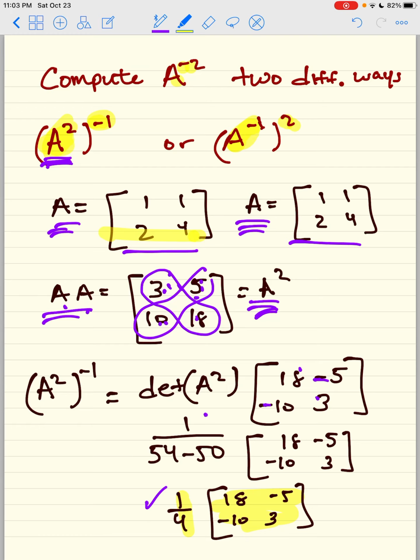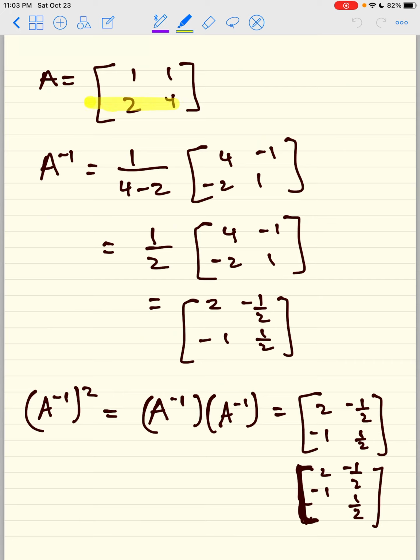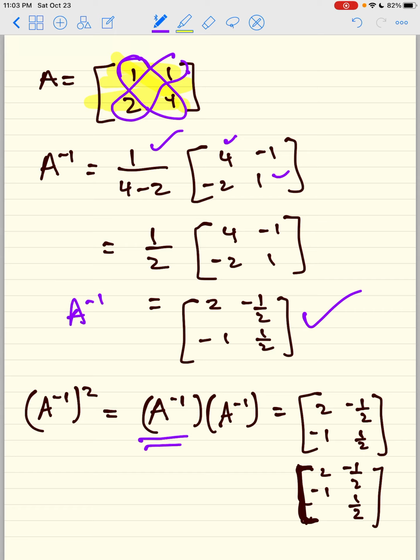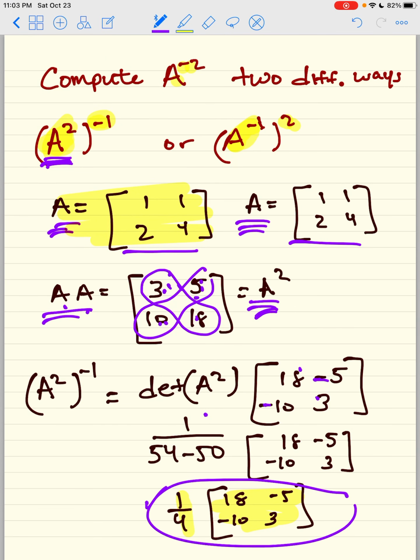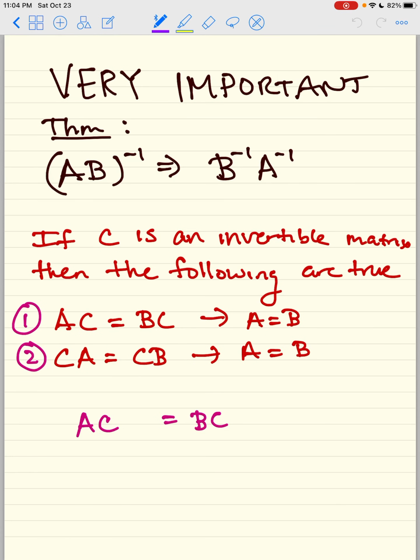Or you can take A, and find the inverse first by doing the determinant. That's going to be this, swapping 1 and 4, and negating 1 and 2 to negative 1, negative 2. Figuring this out, now you have A to the negative 1. You want to square it, which means write it twice. So it's this times this, and I promise you that it will give you this, okay? So those are important, and this is one of my most important here as well.